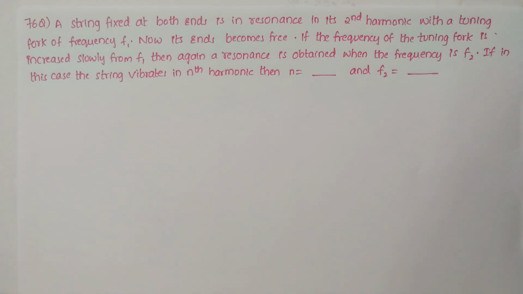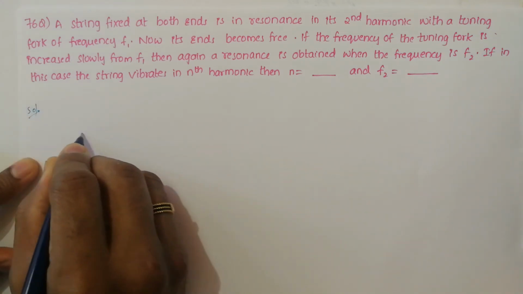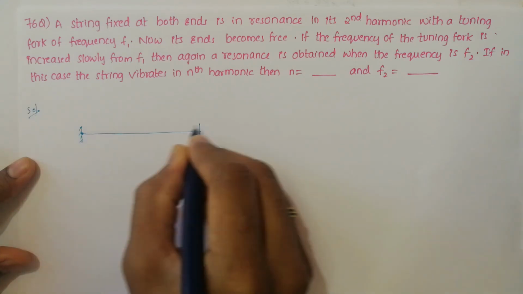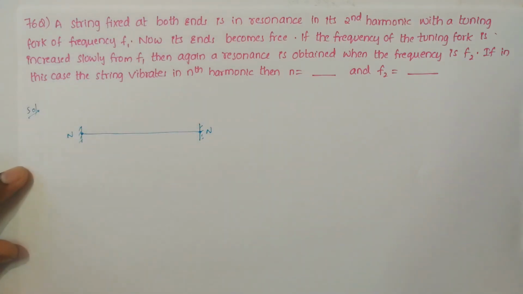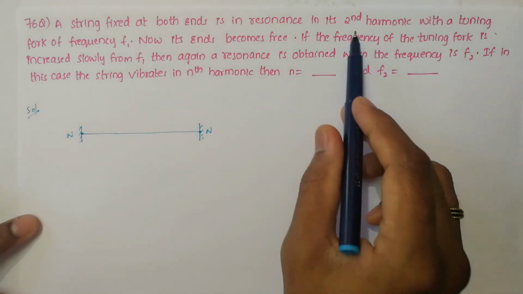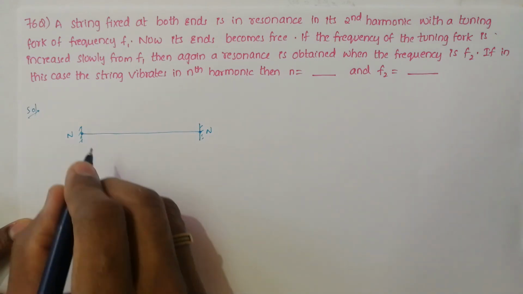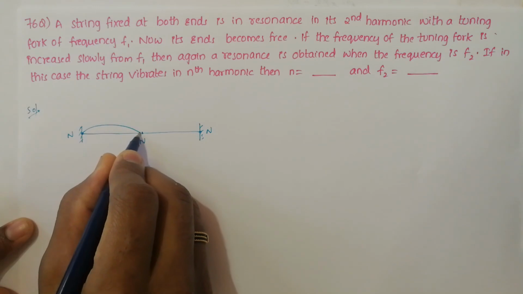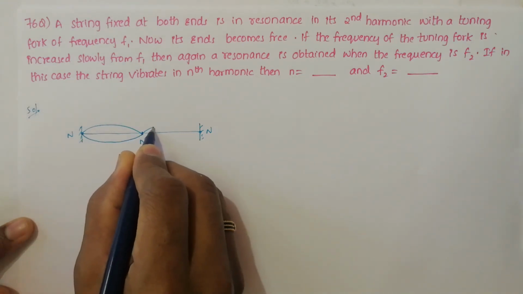So here in the first situation he has given that the string is fixed at both ends. So here it should form a node and here also it should form a node definitely. Now he is talking about the second harmonic. Second harmonic means there will be two loops in it. So here you have a node at the midpoint and this is how the oscillations will look.